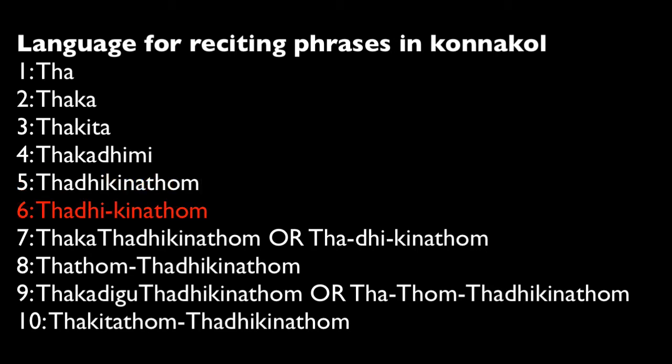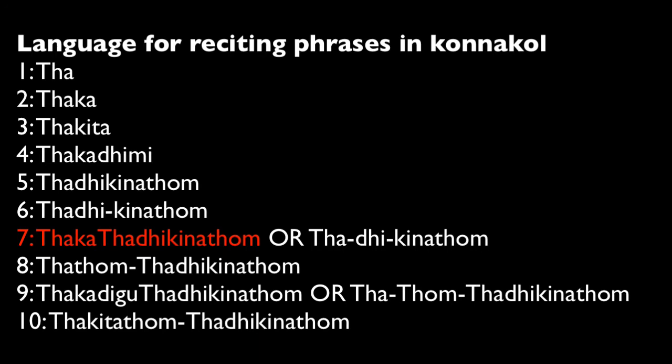The phrase for 6 beats is Thadhi-kinathom. You see the pause in between. You normally extend it to say Thadhi-kinathom. This is clearly an extension of the phrase for 5. We are lengthening the second beat, D, to be Di. And similarly, the phrase for 7 is Thaka-Thadhikinathom. You can see we are adding the phrase for 2, Thaka, in front of the phrase for 5, Thadhi-kinathom, which I told you was very important.